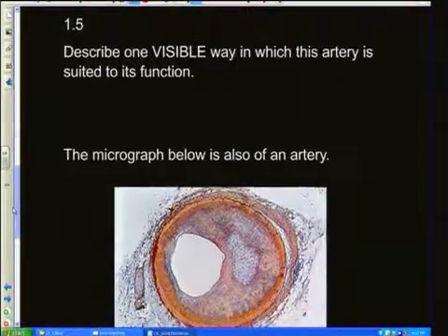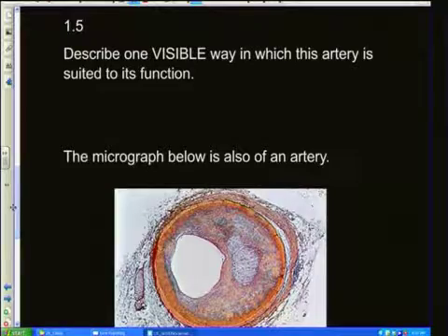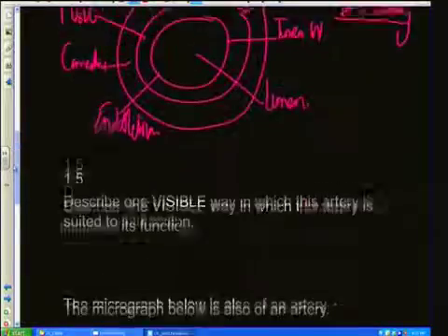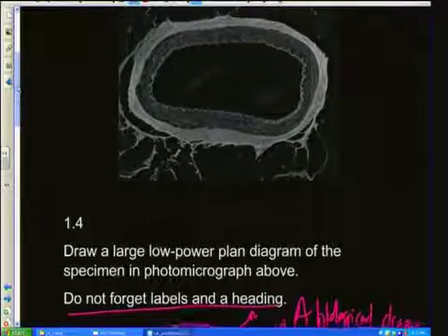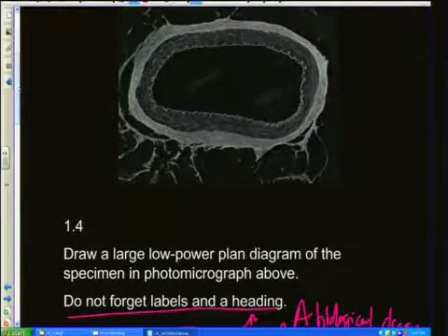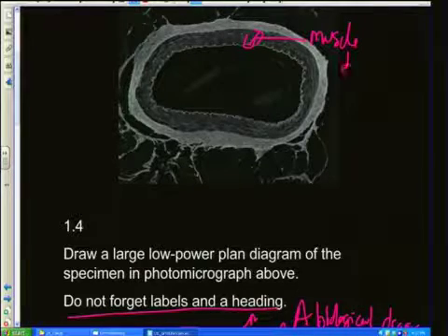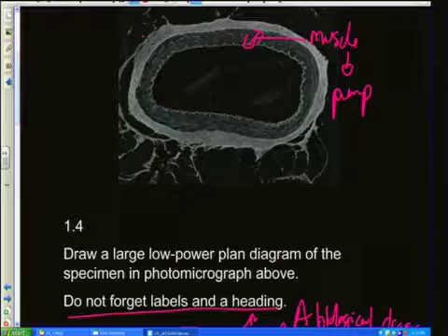Here, describe one visible way in which this artery is suited to its function. Have a look here. What will you mention? Very large layer of muscle, and what does muscle do? It's able to pump the blood to all areas of the body. So have a look, one visible reason from your diagram.